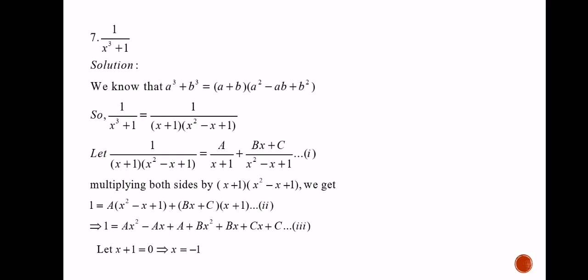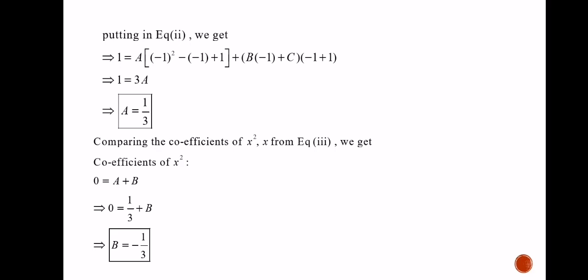Since we have one linear non-repeated factor in the denominator, we can apply the zeros method over it. Let x plus 1 is equal to 0. This implies that x is equal to minus 1. Putting it in equation number 2, we get 1 is equal to A into minus 1 square minus into minus 1 plus 1 plus B into minus 1 plus C into minus 1 plus 1. B and C will be eliminated and we will find the value of A as 1 by 3.